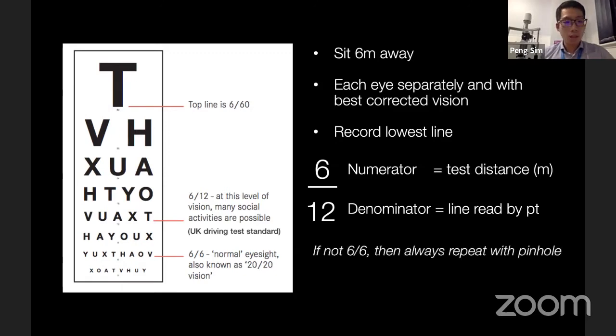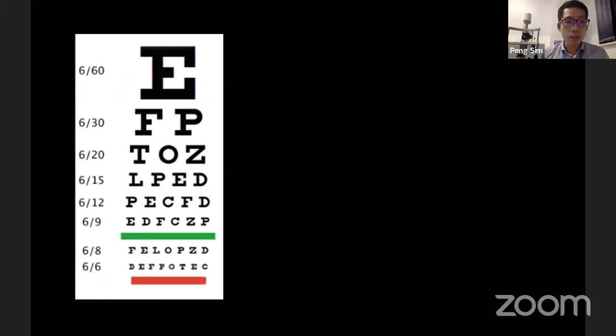Okay. And the thing to bear in mind as well is that if the patient does not achieve 6/6, which is considered normal vision, then you must always repeat it with a pinhole. And a good tip is that the larger the denominator, the lower the number, the worse the vision. Okay. Any questions at this point?